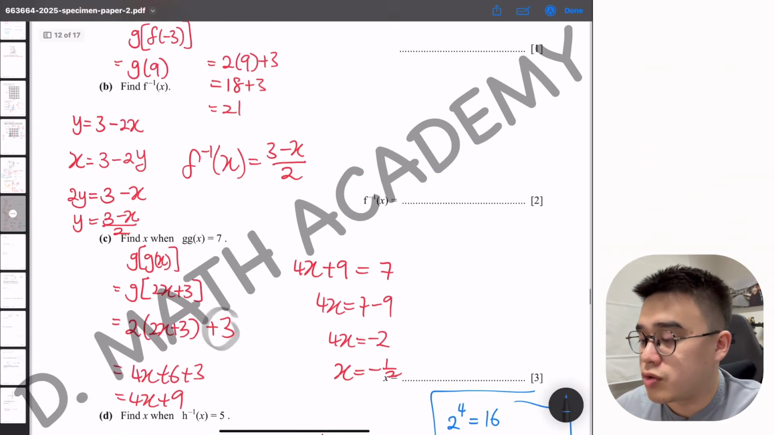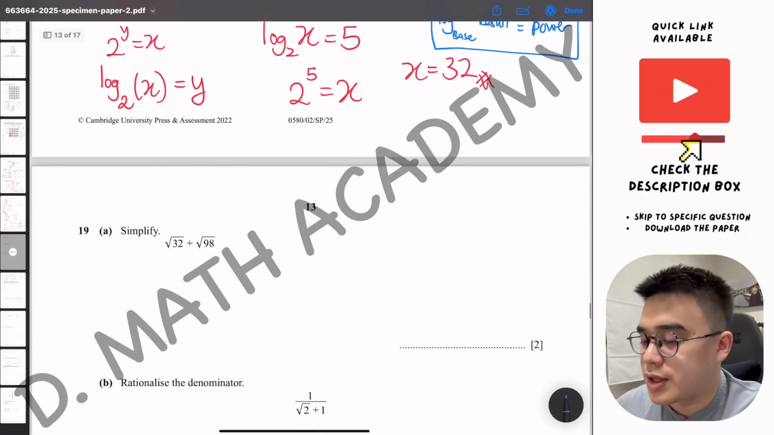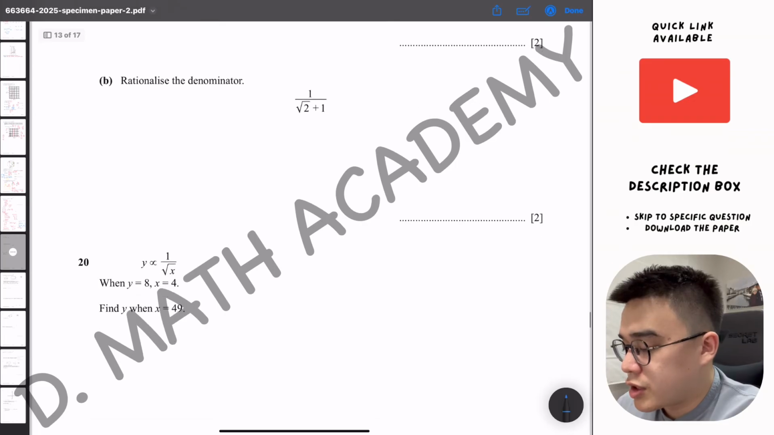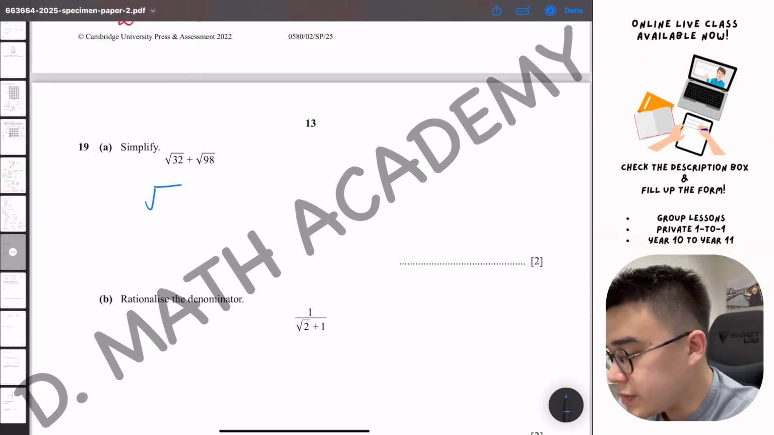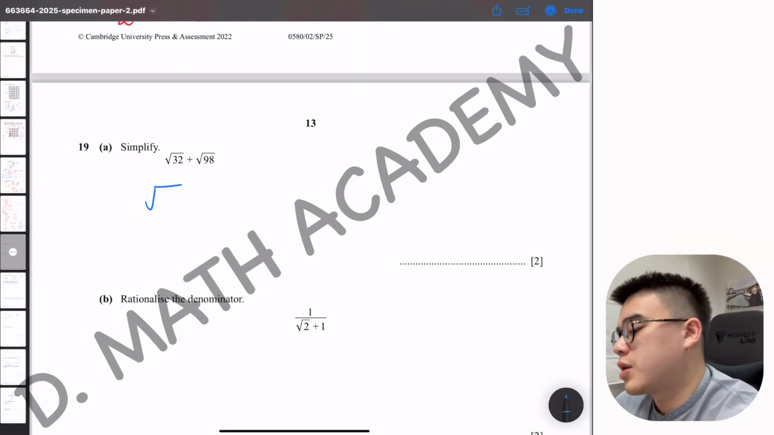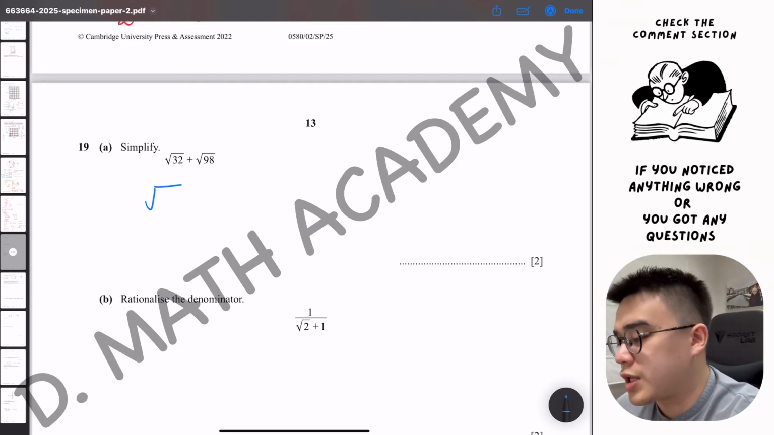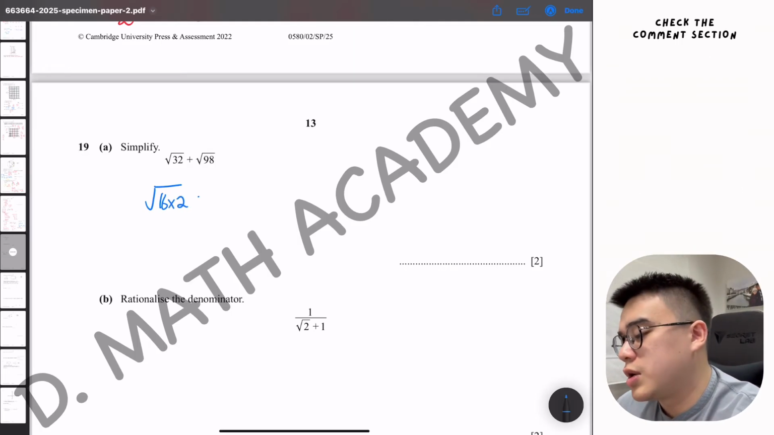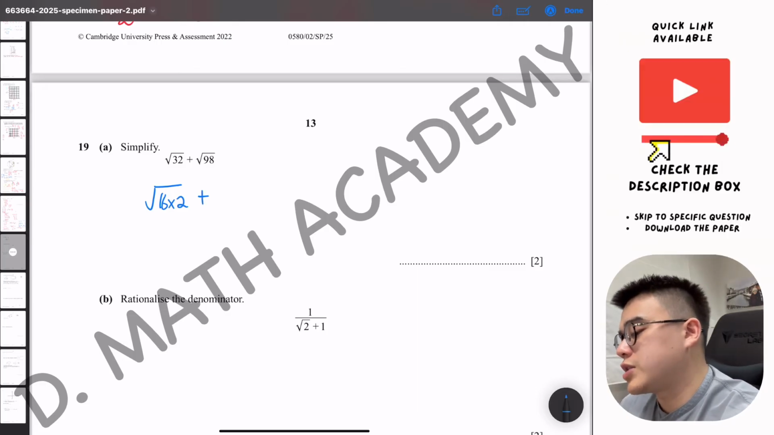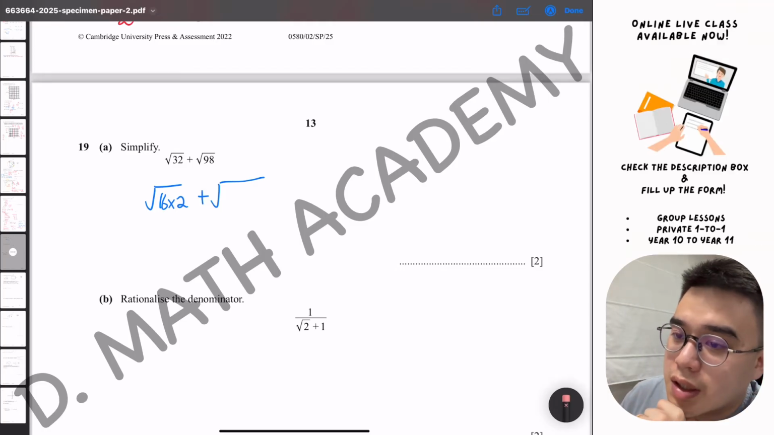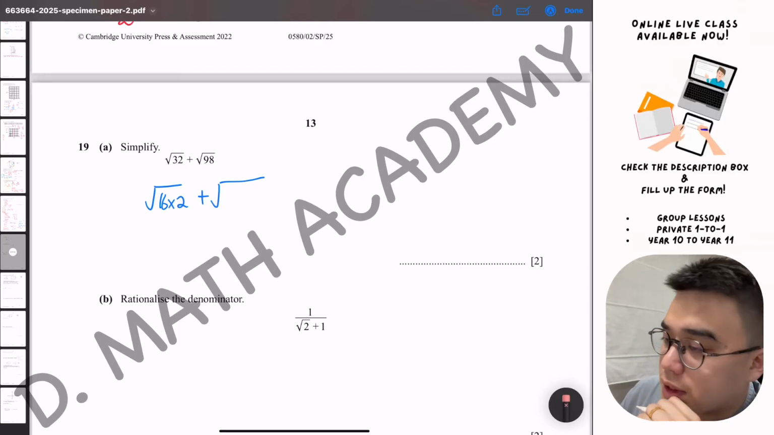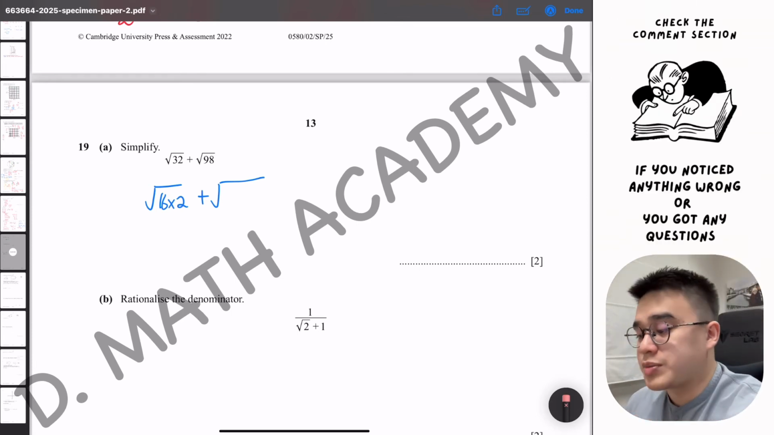So this is how you do your question 18D here. Question 19 is surds. 32 is actually 16 times 2. 98 is actually, what are the combos that I have? 98 is actually 49 times 2.